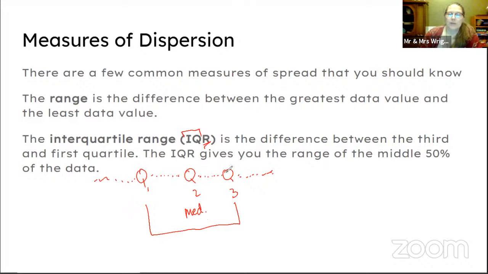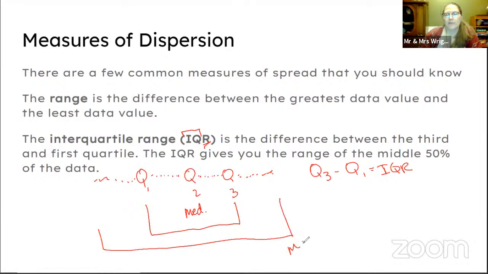So what does that mean? Well, that means whatever your quartile 3 is, you're going to subtract quartile 1. So quartile 3 minus quartile 1 equals our IQR, interquartile range. Okay, so that's how you find IQR. Whereas regular range is your maximum minus your minimum.